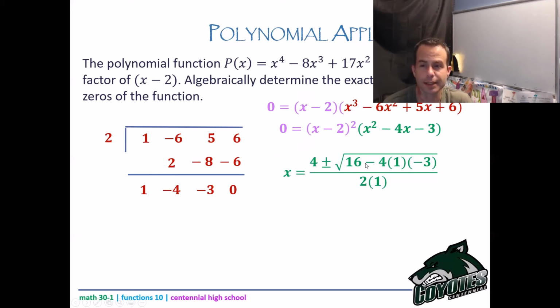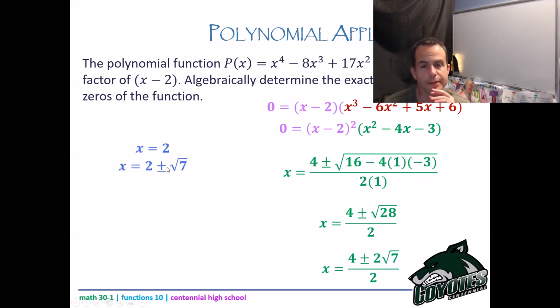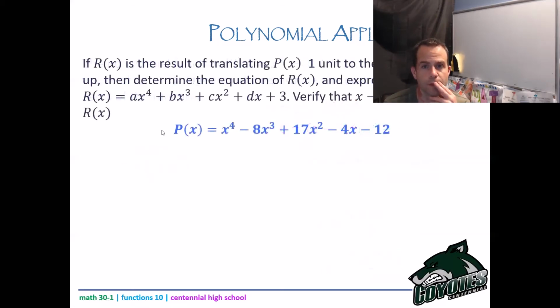So I've got 16 plus 12 would be 28. 28 is 4 times 7, so that'd be 2 root 7, and then everything can be divided by 2. So that'll end up being 2 plus or minus root 7 as my other zeros. So I have x equals 2 as one zero, x equals 2 plus root 7 as another zero, and x equals 2 minus root 7 as another zero. Okay. All right.